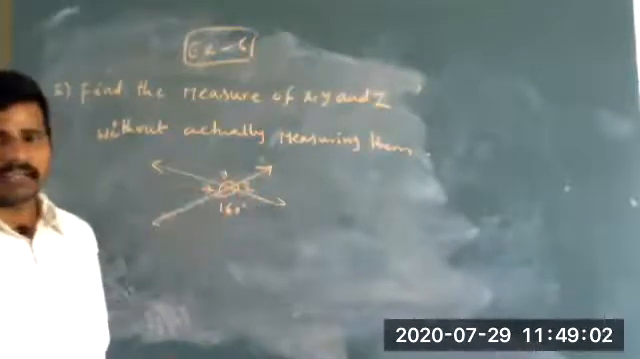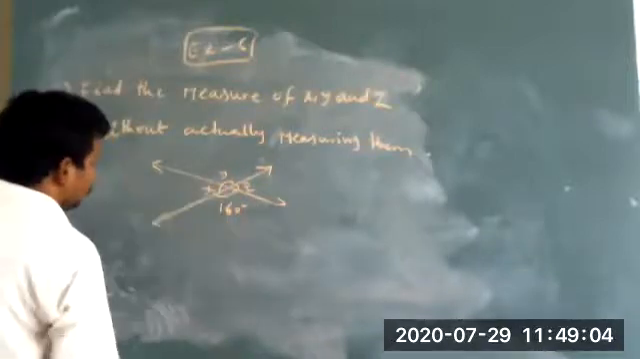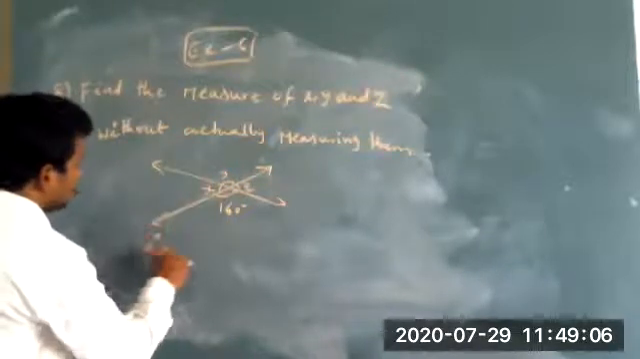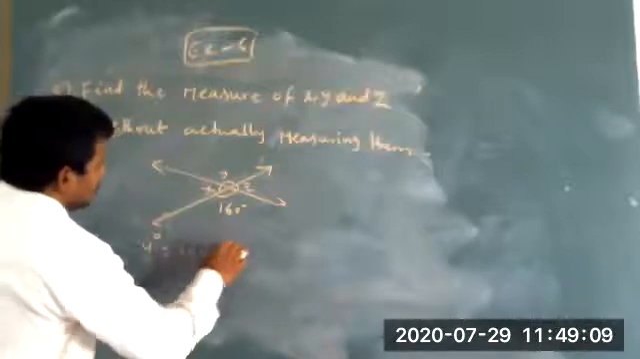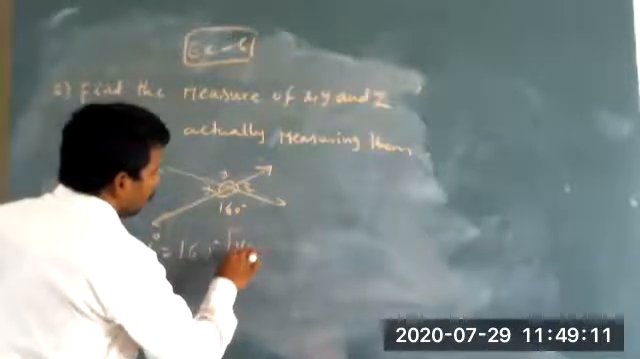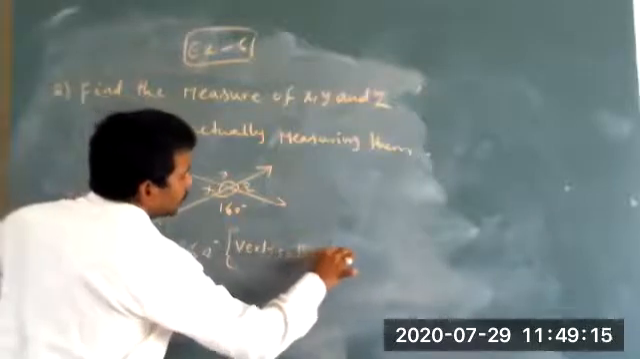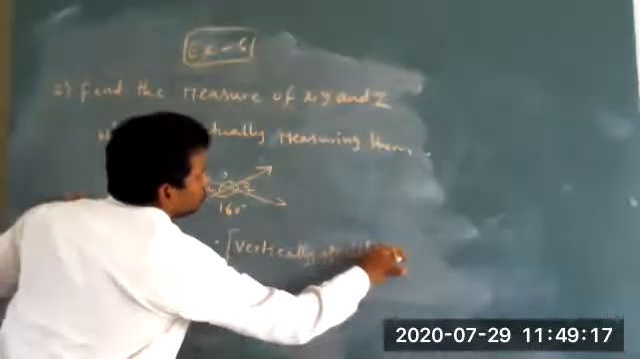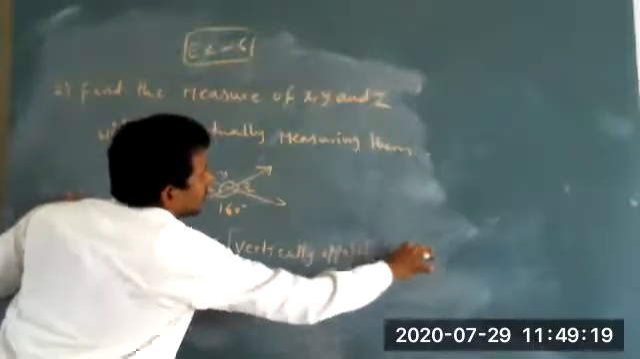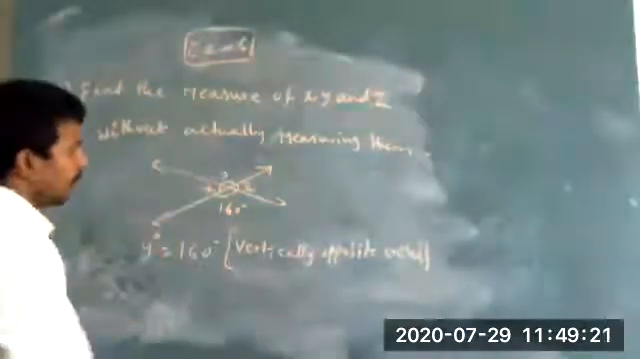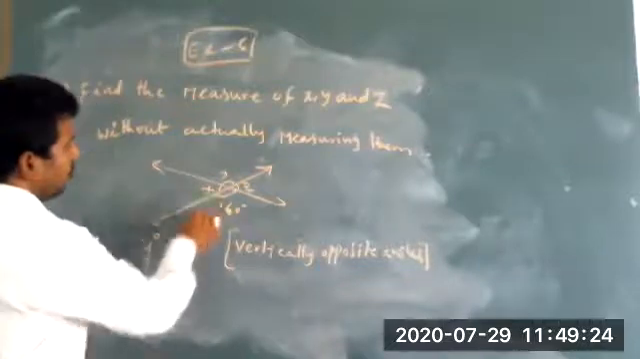These two angles are equal. So y degrees is equal to how much? 160 degrees. What is the reason? Vertically opposite angles are equal. Now find the x value. Now find what, children?